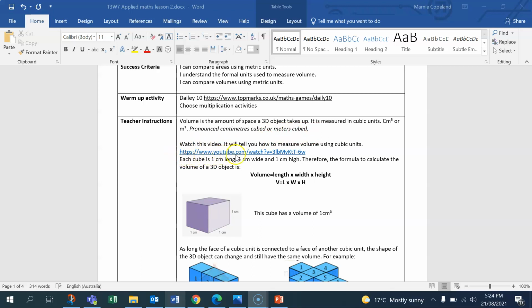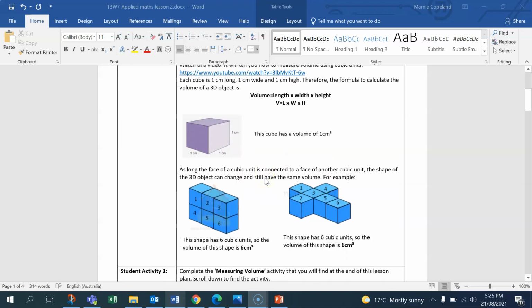Now, this video here will tell you how to measure volume using cubic units. We will go through an example or two at the end, but if you need further instruction, you can always go back to this video and it will show you really easily how to work out the volume of a 3D object using the formula length times width times height. So let's go down to here.